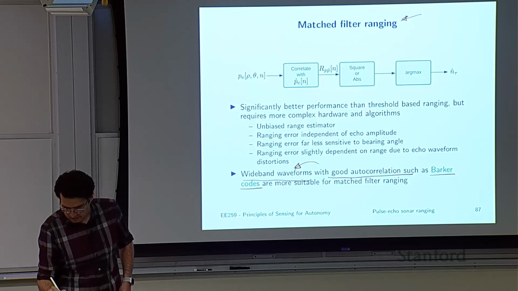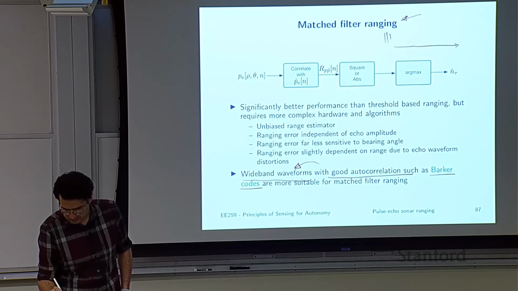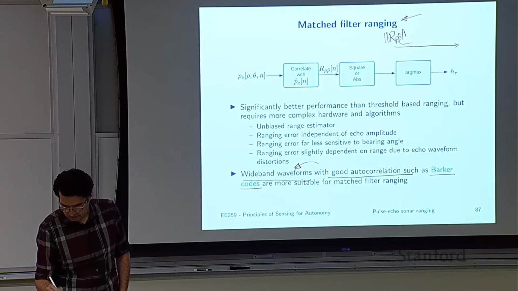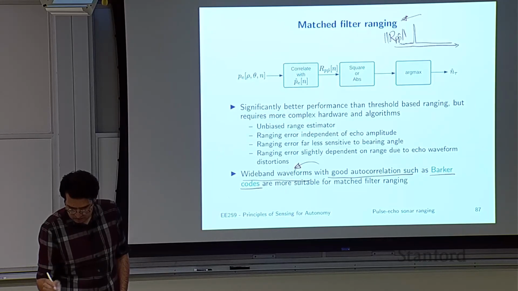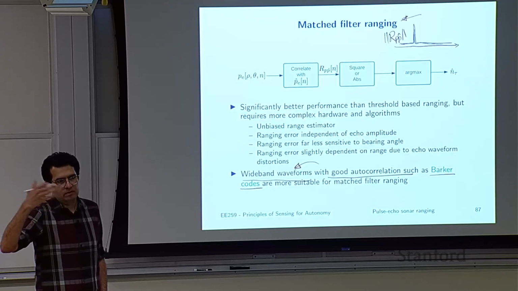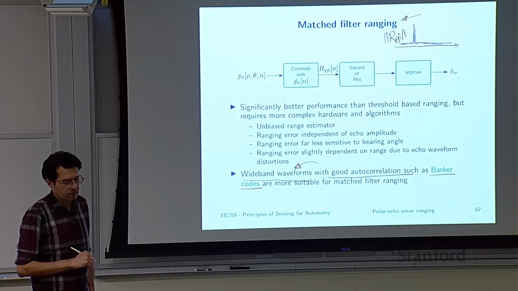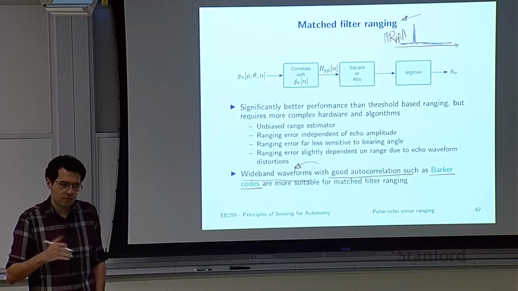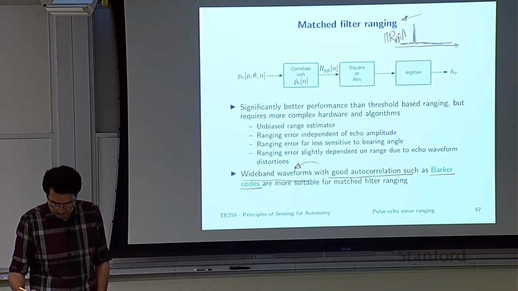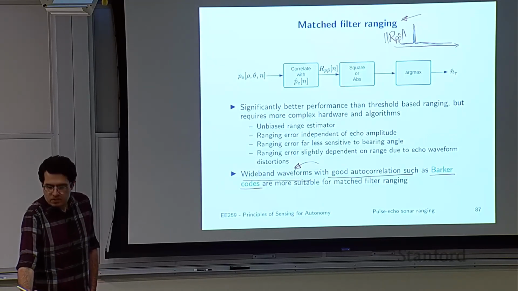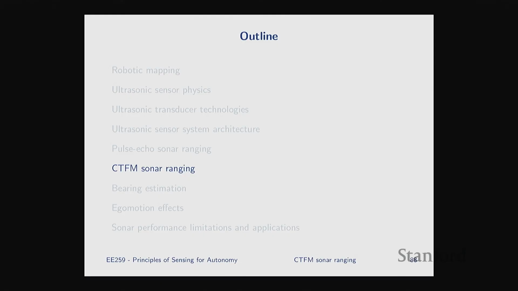So essentially, if you look at your absolute value of Rp times P hat, for small angles of arrival it can give you a very sharp peak, and when your angle of arrival is larger, the peak can be not as tall or not as sharp, but still, the error is not going to blow up like in the case of threshold-based ranging. So this is still a much, much better way of doing ranging. Okay, so this was for pulse echo sonar.